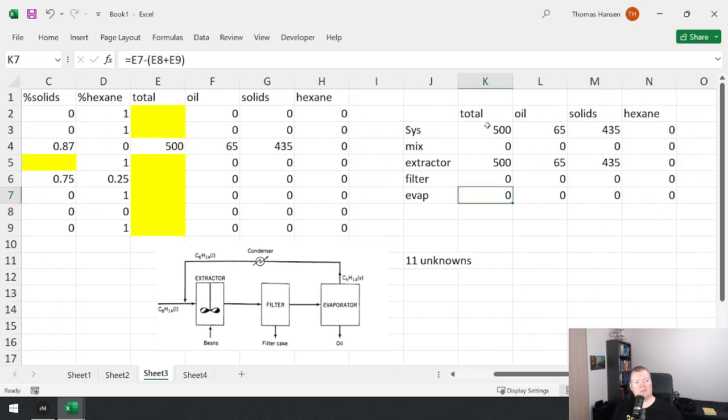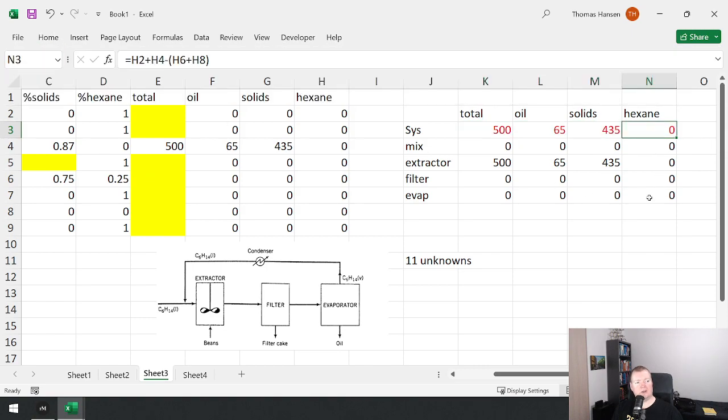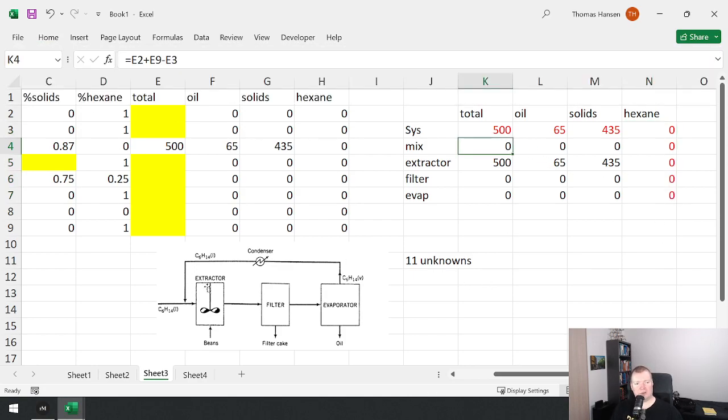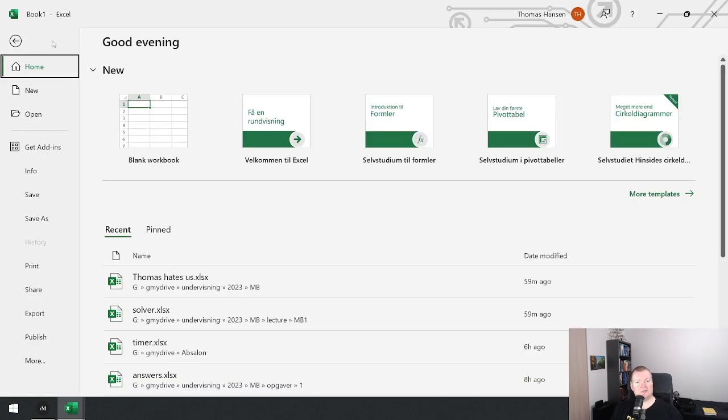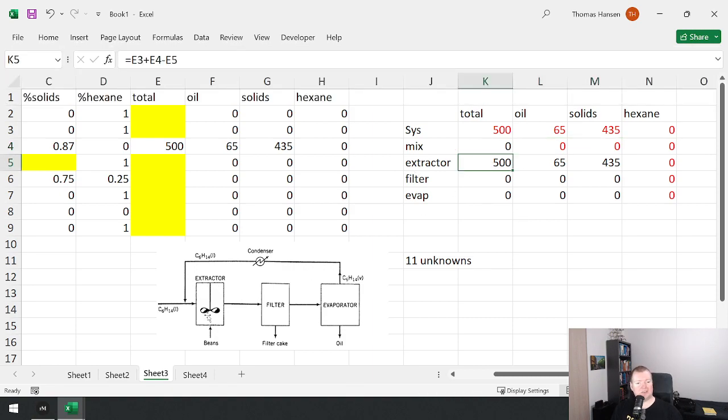So normally, we're going to remove one row and one column, and then we start to look at what is possible. For my mix point here, it's pure hexane in all of the streams. So we have the exact same problem as in the last assignment, same concentration, pure hexane. So I can only use one of my equations. In my extractor, I can use all of them. In my filter, I can use all of them.